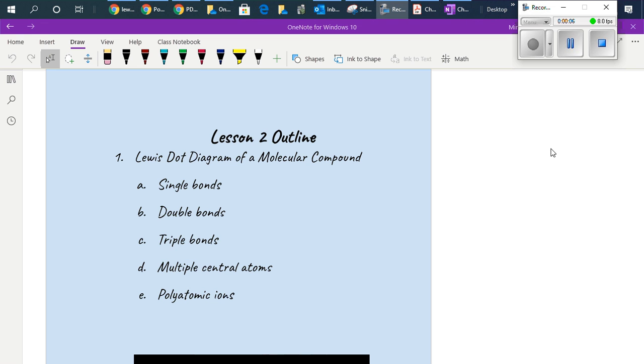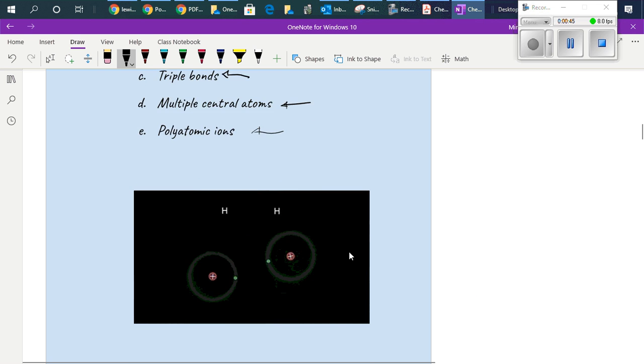Okay, so this is lesson 2 on bonding units, and the focus of this lesson will be the Lewis dot diagram for molecular compounds. What we are taking a look at and observing is when single bonds, double bonds, and triple bonds are created between the outer atoms and the central atom. And when we have multiple central atoms as well, we will take a look into the polyatomic ions.